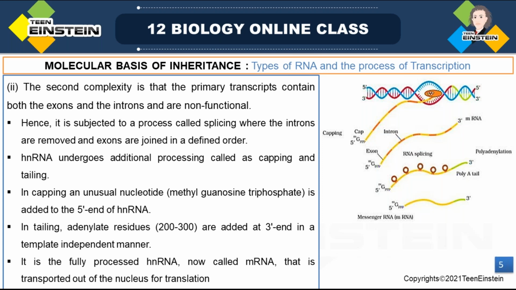Okay, note down, in prokaryotes, hnRNA is absent, so splicing is not required. Only in the case of eukaryotes am I describing all these complexities. So, this is hnRNA. Then that hnRNA undergoes another process that is called capping and tailing. Splicing over. Next process is capping and tailing.